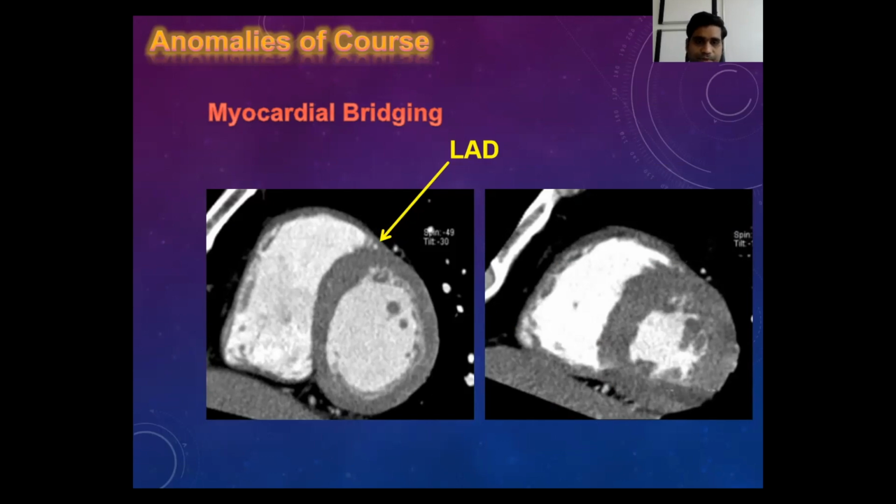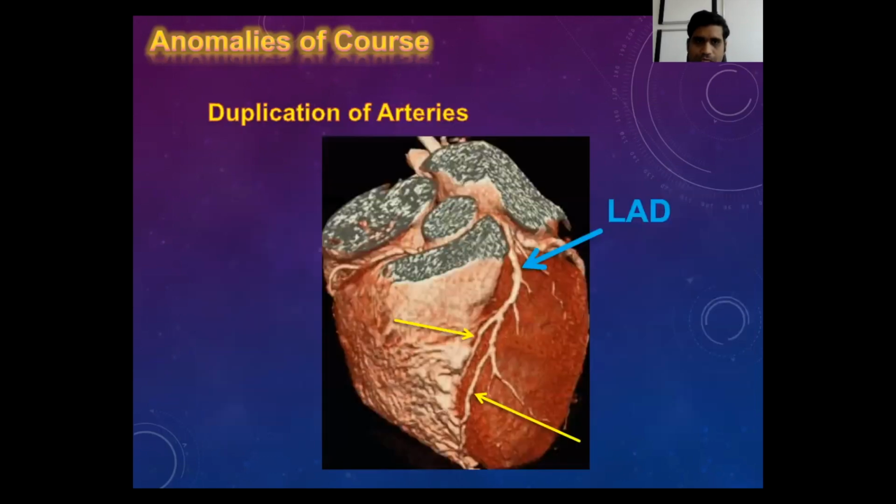But deep bridging means more than 2 mm of myocardium covers the vessel. So if there is deep bridging, long segment involvement, or luminal narrowing, then that is considered to be hemodynamically significant. Then duplication of arteries. This is a benign one because sometimes we will see 2 arteries.